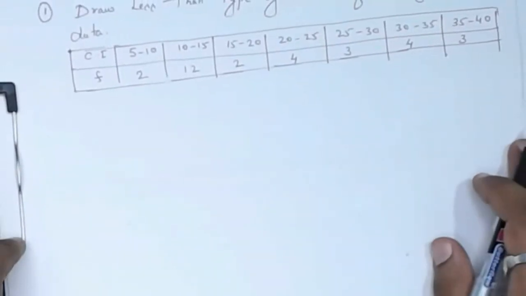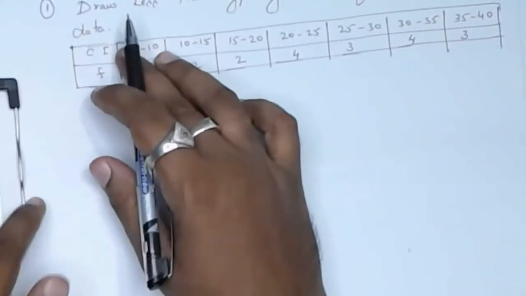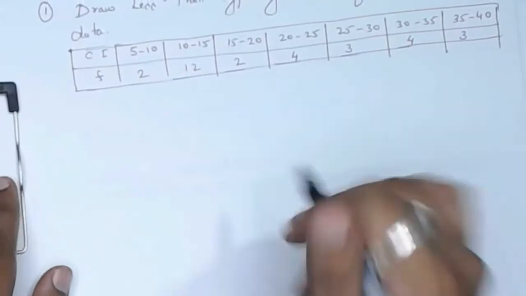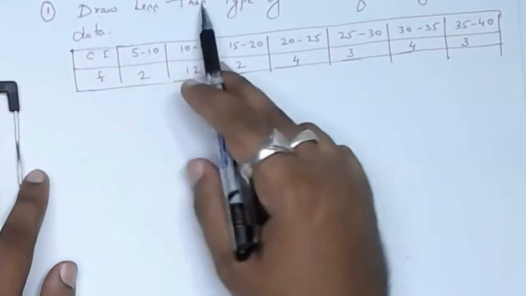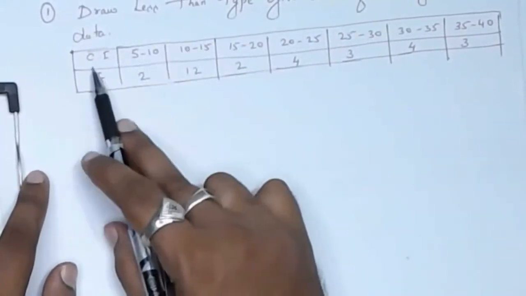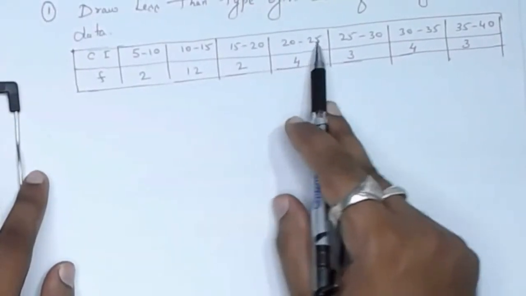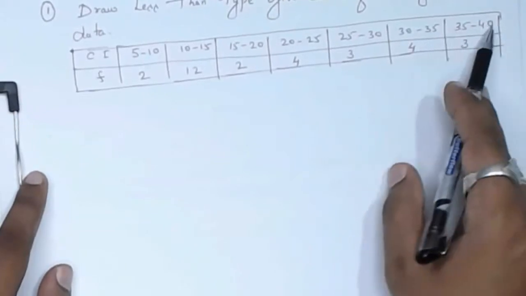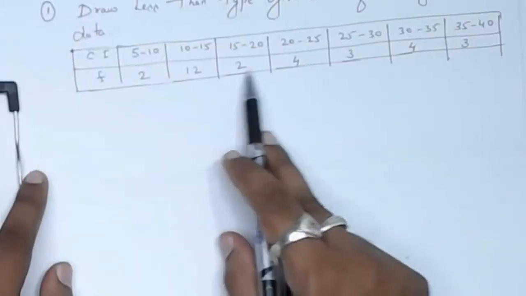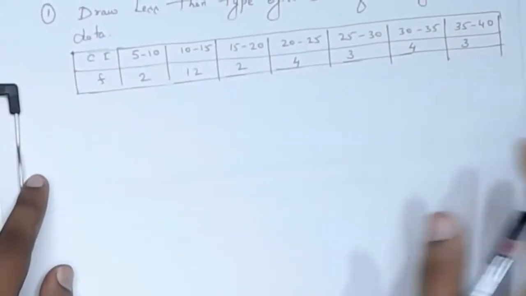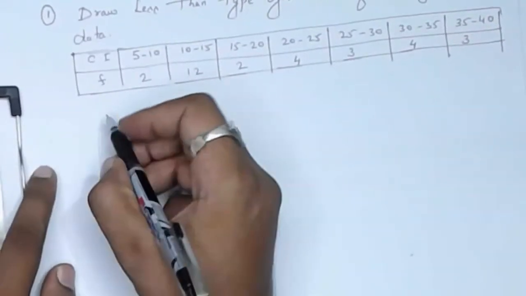Now come back to the problem. What is the question here? I hope you have understood, but still we solve one problem based on less than type. Draw a less than type ogive curve for the given data, class interval and frequency: 5 to 10, 10 to 15, 15 to 20, 20 to 25, 25 to 30, 30 to 35, 35 to 40, and frequencies are 2, 12, 2, 4, 3, 4, 3. Done? Good.